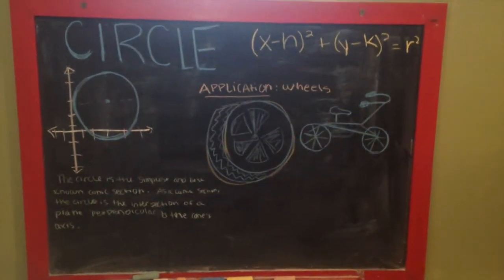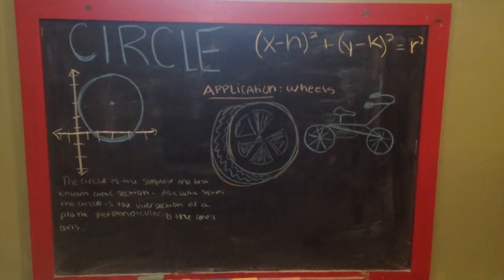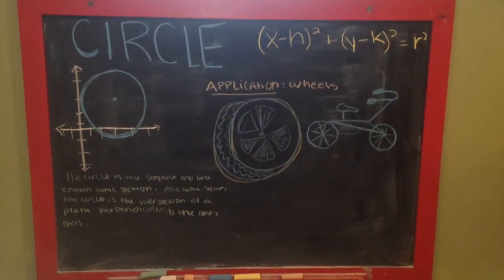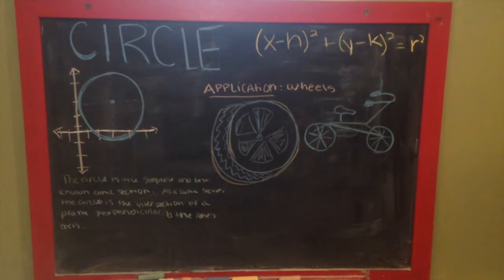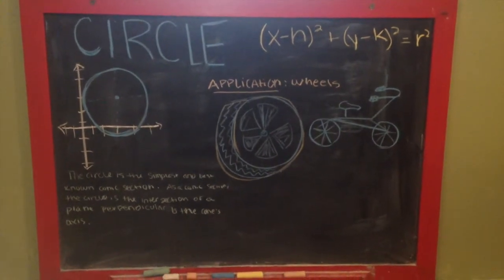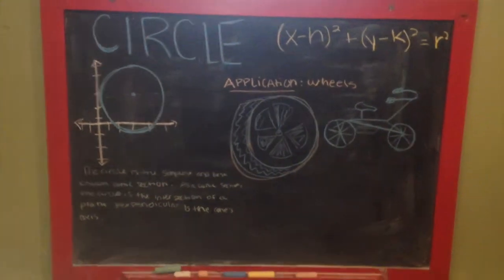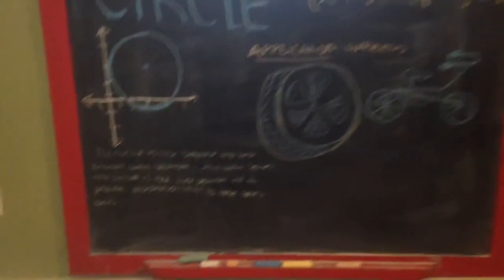A circle is a type of conic section. The circle is the simplest and best known conic section. As a conic section, the circle is the intersection of a plane perpendicular to the cone's axis.